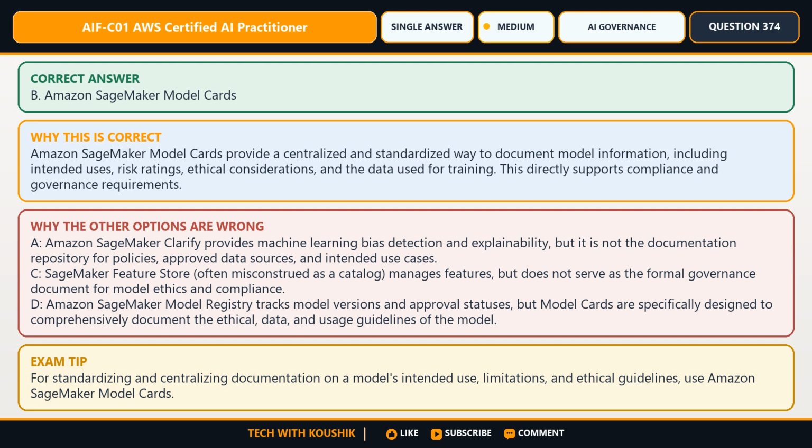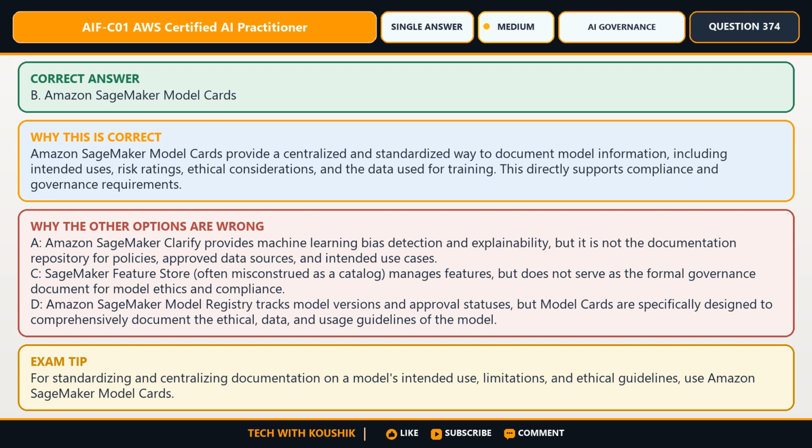Here is how to rule out the alternatives. A. Amazon SageMaker Clarify provides machine learning bias detection and explainability, but it is not the documentation repository for policies, approved data sources, and intended use cases. C. SageMaker Feature Store, often misconstrued as a catalog, manages features, but does not serve as a formal governance document for model ethics and compliance. D. Amazon SageMaker Model Registry tracks model versions and approval statuses, but model cards are specifically designed to comprehensively document the ethical, data, and usage guidelines of the model.